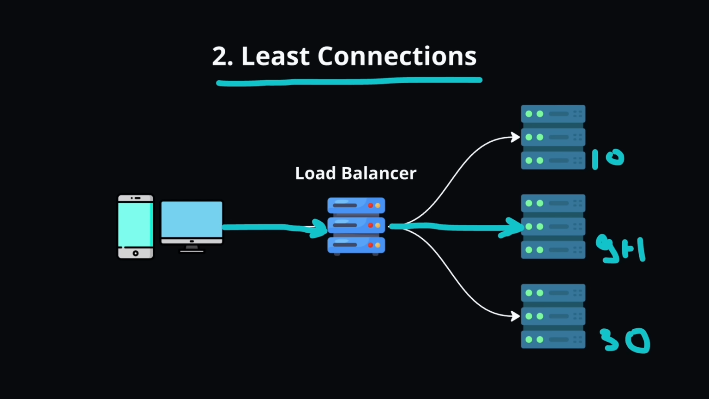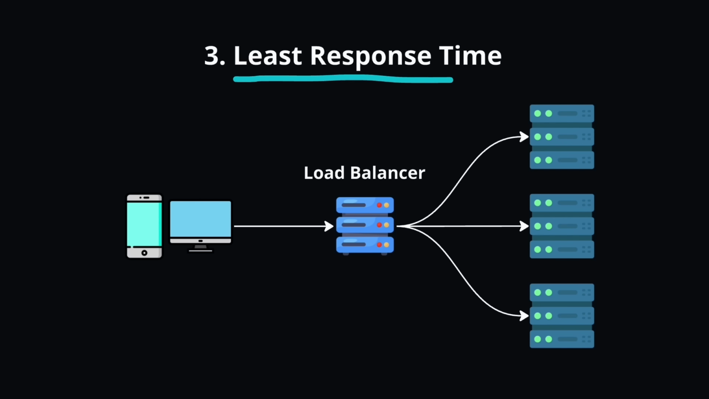And this is particularly useful for applications where you have sessions of variable lengths, meaning that one of your sessions might last 10 minutes, the other one might last 1 minute, and so on. In this case, the load balancer will take that into account and it will send the traffic to the least connection server. The third option is least response time.